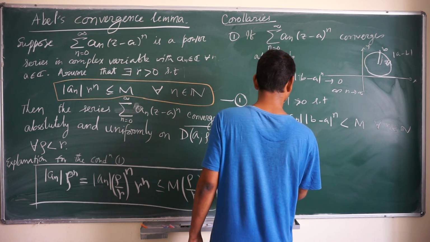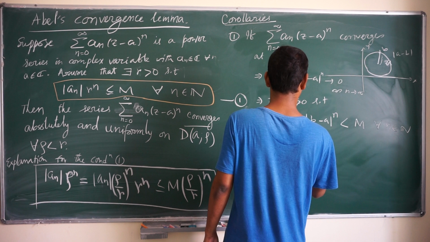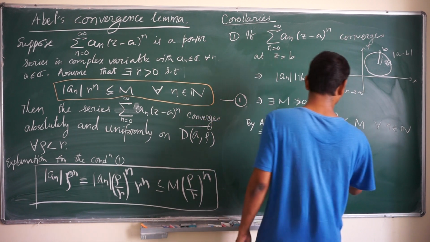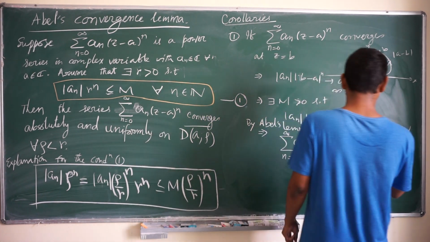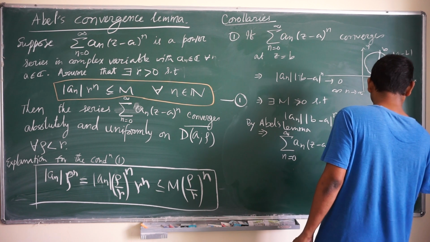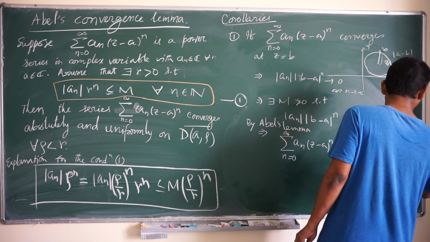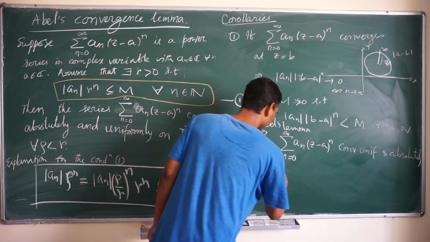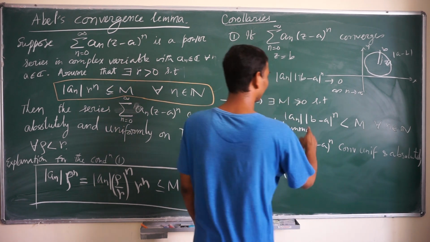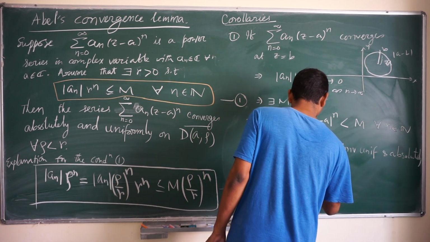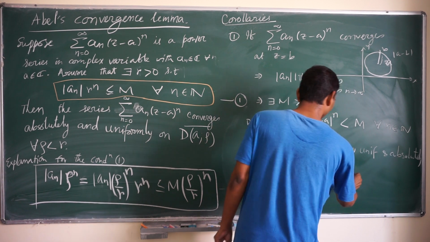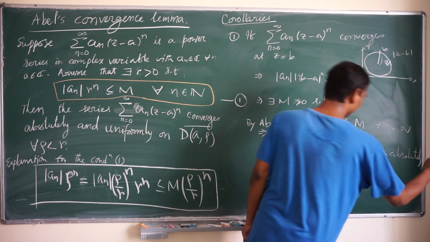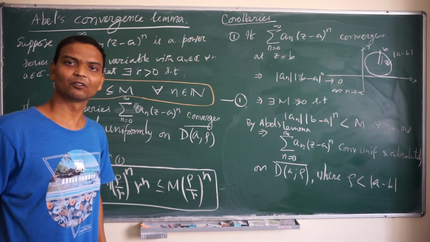the series summation a_n (z minus a)^n from 0 to infinity converges uniformly and absolutely on the closed disk D(a, rho), where rho is less than mod b minus a, which is just mod a minus b. Alright, so this is an interesting corollary.